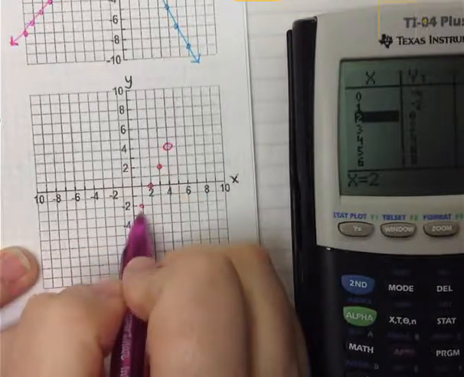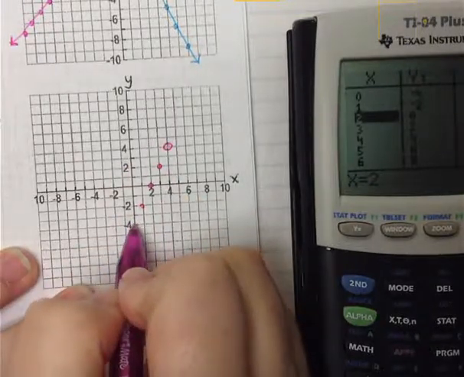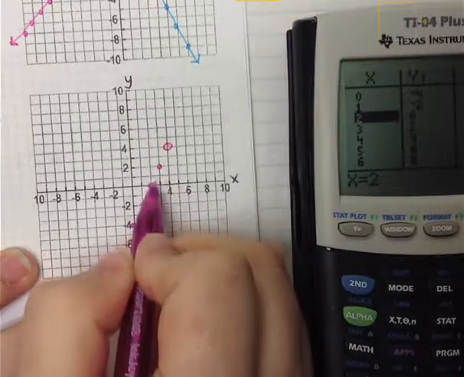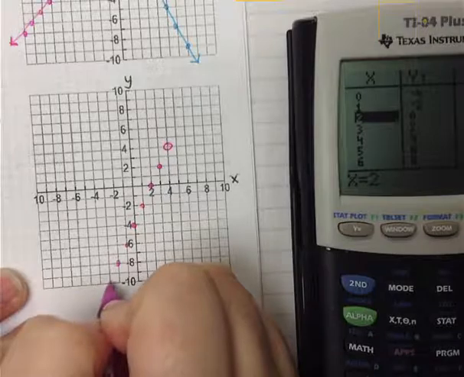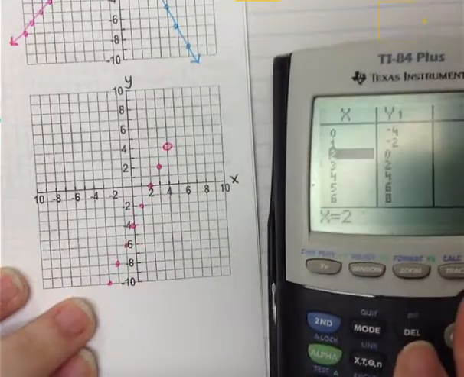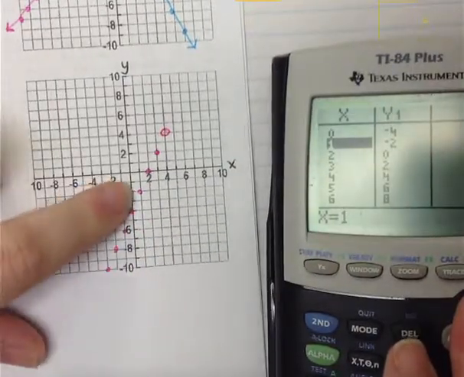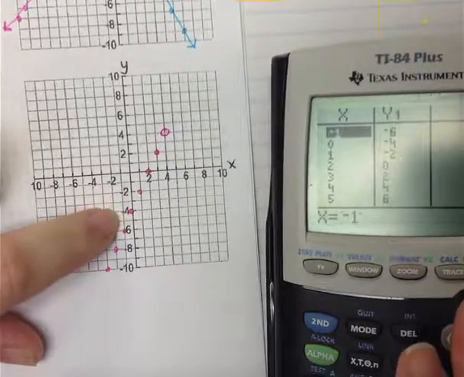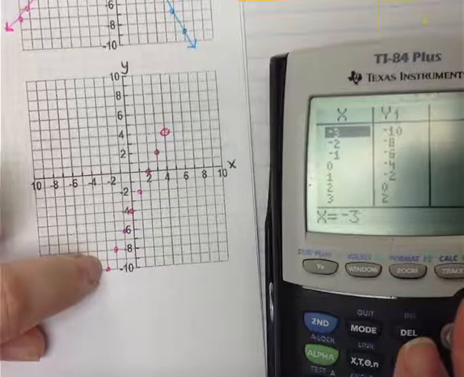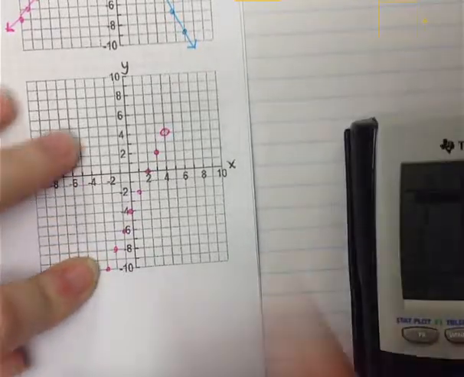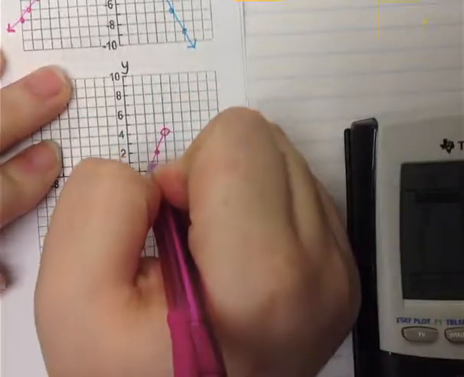So I'm going to go down 1 and down 2 and left 1. Because that's the pattern that's going on. So I'm going to do the same thing. And then we can still check our coordinates. So I have 1, negative 2, 0, negative 4, negative 1, negative 6, negative 2, negative 8, and then negative 3, negative 10. So these are all good. So I can connect these.